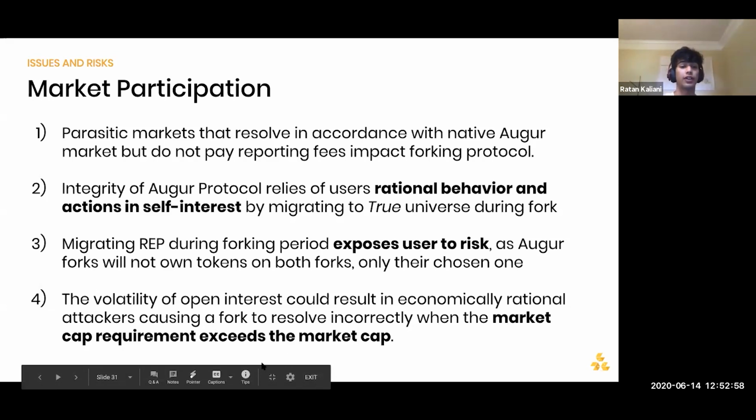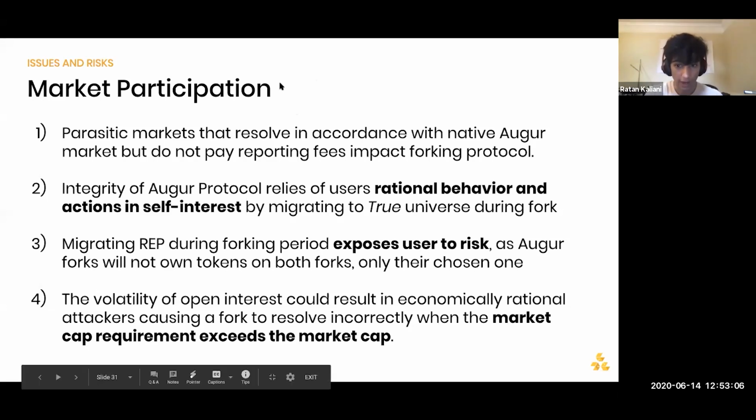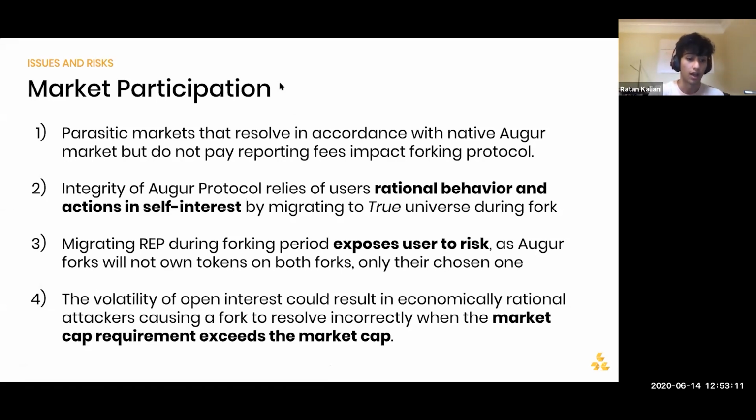So the integrity of the Augur protocol, and this is really what we see as a common theme throughout the white paper, is that it relies on the users to act rationally on the platform and act in their self-interest by migrating to a true universe during a fork. So only attackers are people who are migrating towards a false universe. Whenever you're migrating reputation during the forking period, it's exposing the user to risk. And this is where we see the transition in risk away from the centralized Augur platform towards the bettors on the platform, the reporters on the platform.